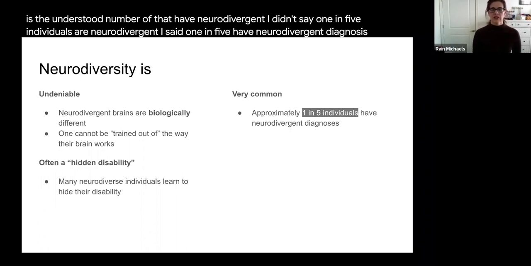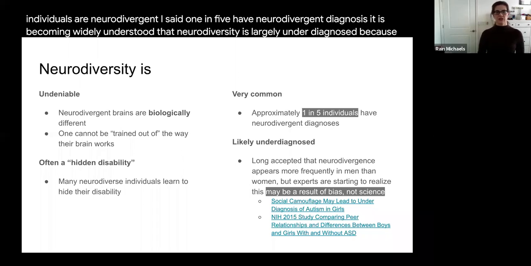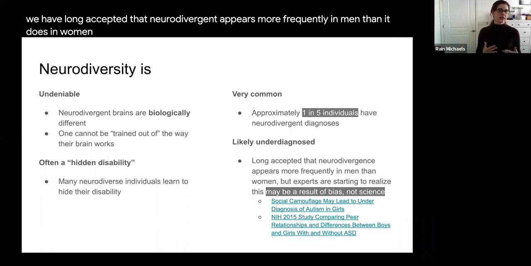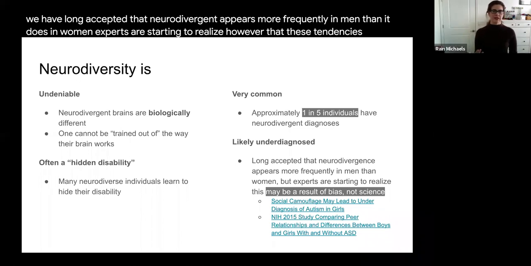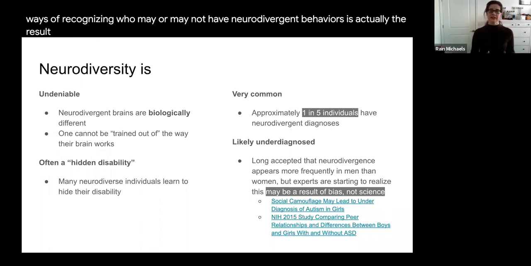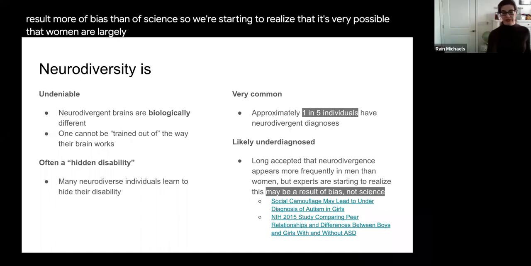It is becoming widely understood that neurodiversity is largely underdiagnosed because we have long accepted that neurodivergence appears more frequently in men than it does in women. Experts are starting to realize, however, that these ways of recognizing who may or may not have neurodivergent behaviors is actually the result more of bias than of science. So we're starting to realize that it's very possible that women are largely underdiagnosed.